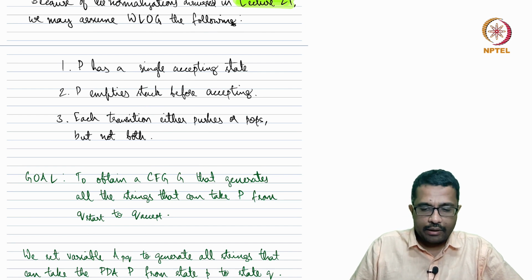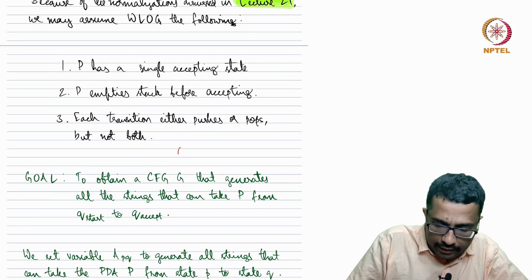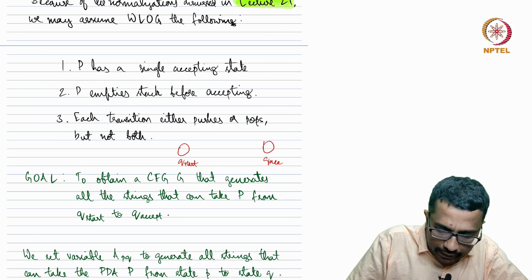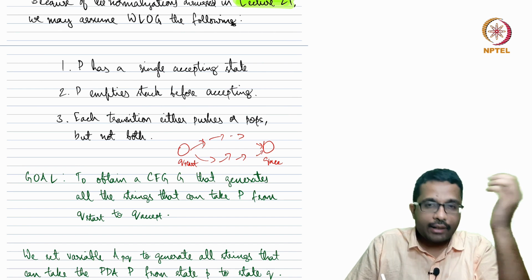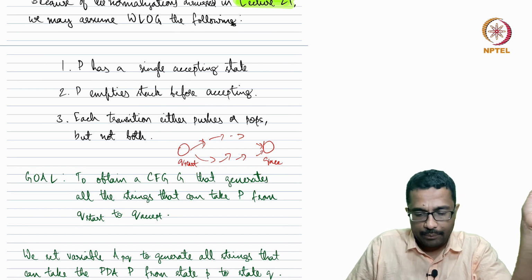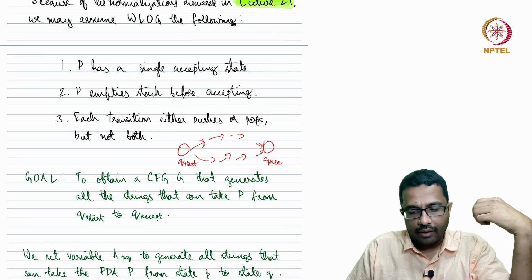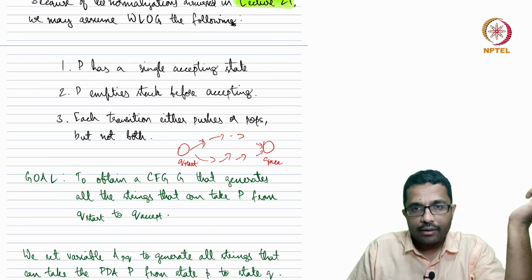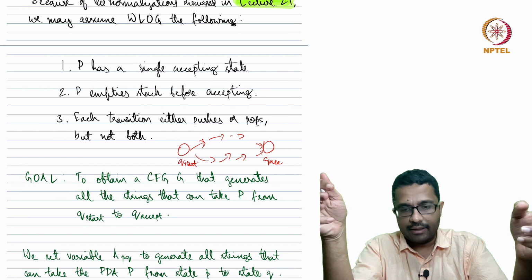There is a starting state to the PDA, let us say Q start, and there is an accepting state, Q accept. The strings may traverse somehow and finally reach Q accept. So, what are the strings that the PDA can read so that it can move from the starting state to the accepting state? This is what we want to know.